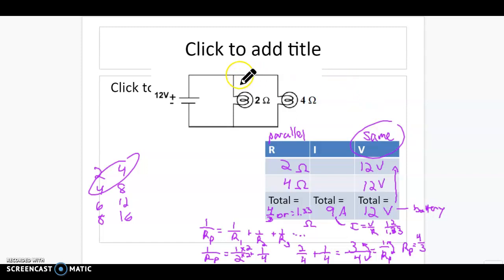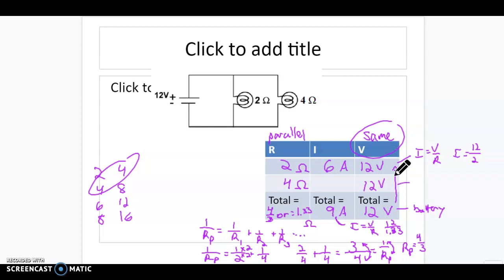And it's because each one of these is completely connected straight back to the battery. Each one of these receives 12 volts of energy. Now that I have that, I can actually solve out for the current. And so I can use the equation I equals V over R and put in 12 volts for the voltage and 2 ohms for the resistance to solve out for the current. If I do that, I end up with 6 amps.